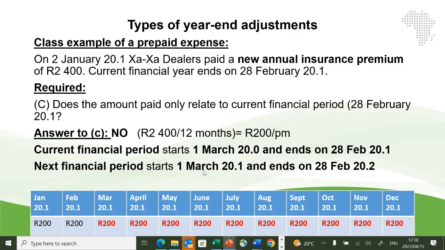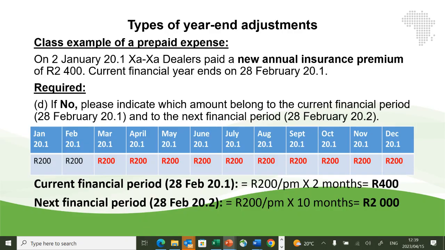Our next financial period starts when? On 1 March 20.1 and ends when? 28 February 20.2. So we know now that only 400 belongs to the current financial period and the rest of 2,000 Rand belongs to the next financial period. So that's why we said that the answer is no. The amount paid does not only relate to the current financial period. 400 Rand relates to the current and 2,000 Rand relates to the next financial period.